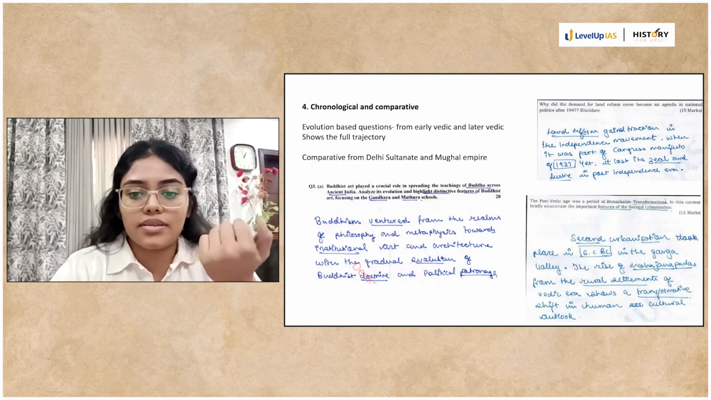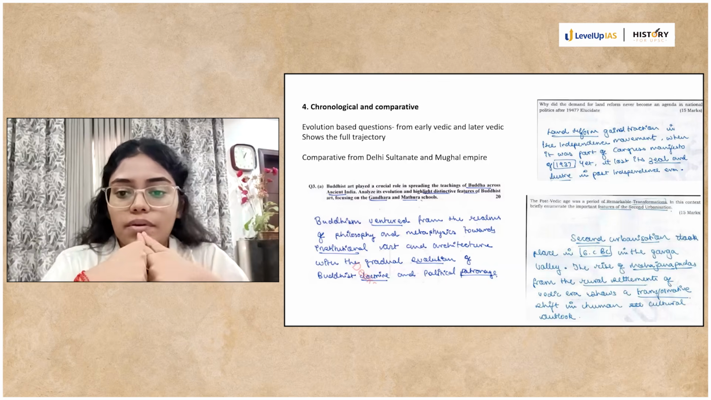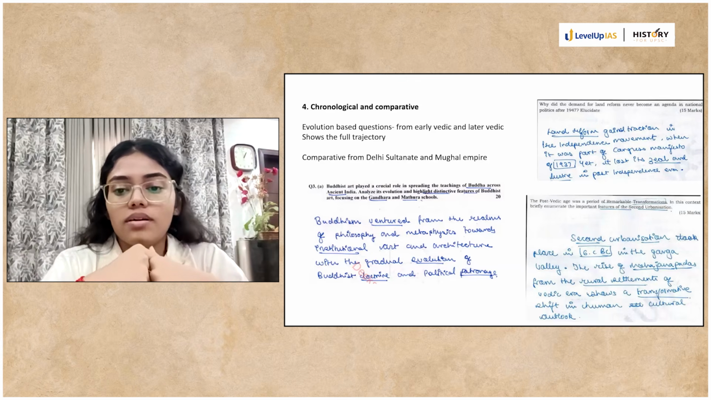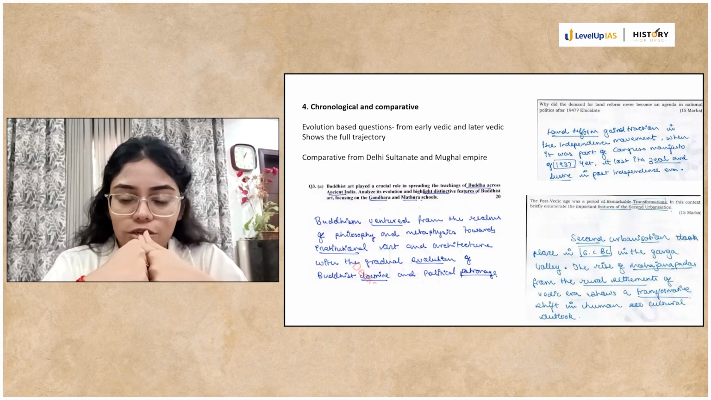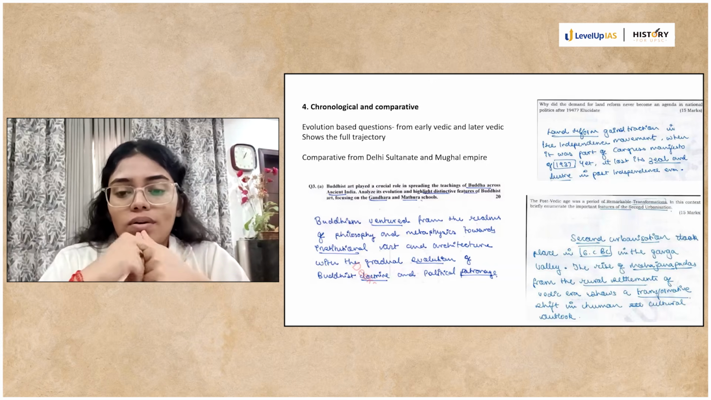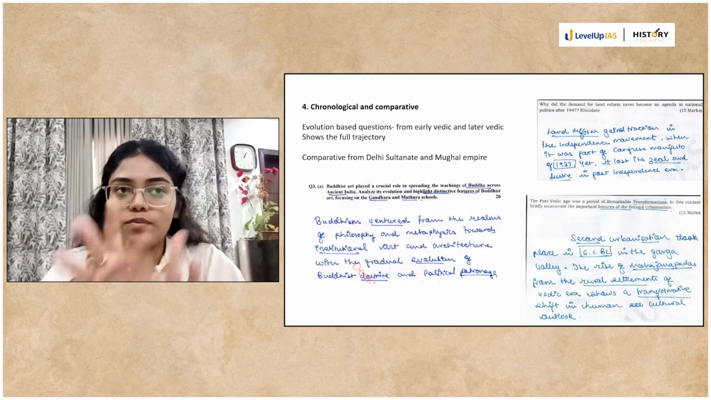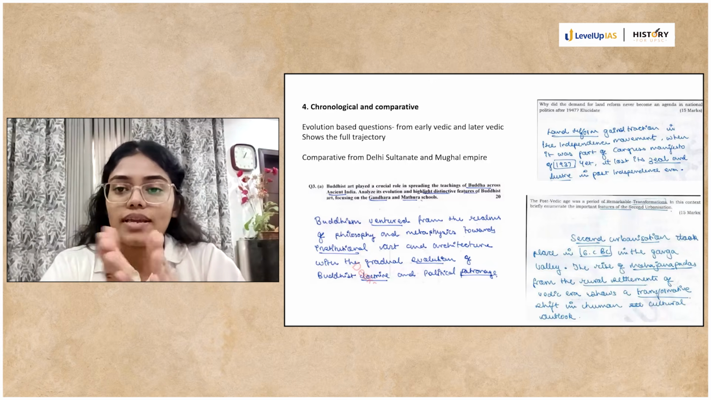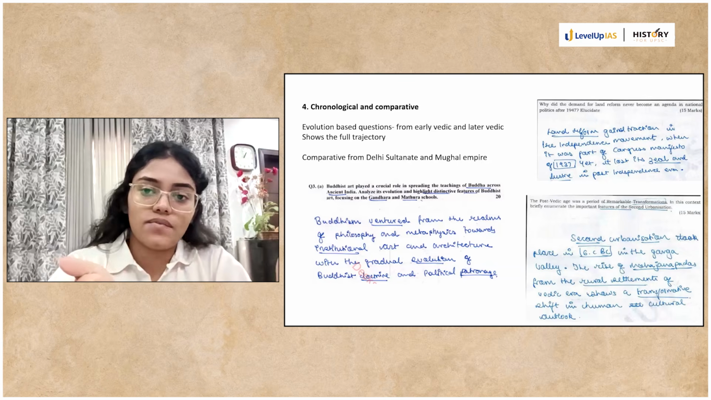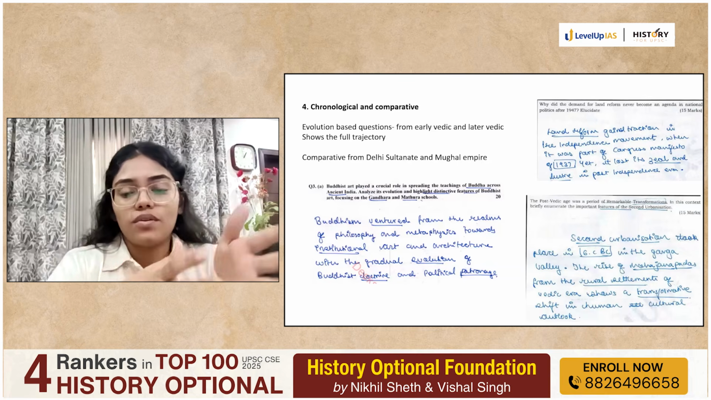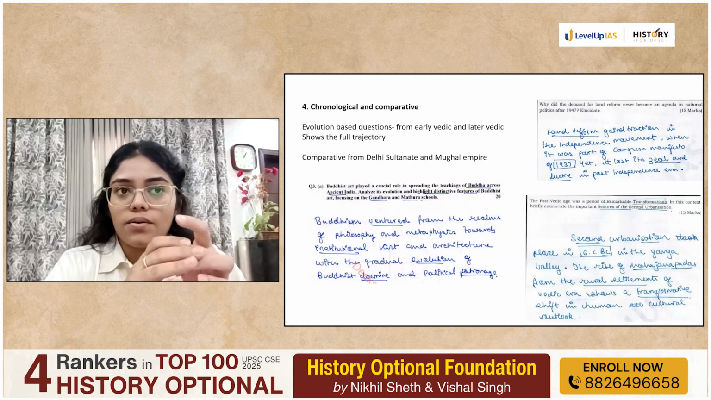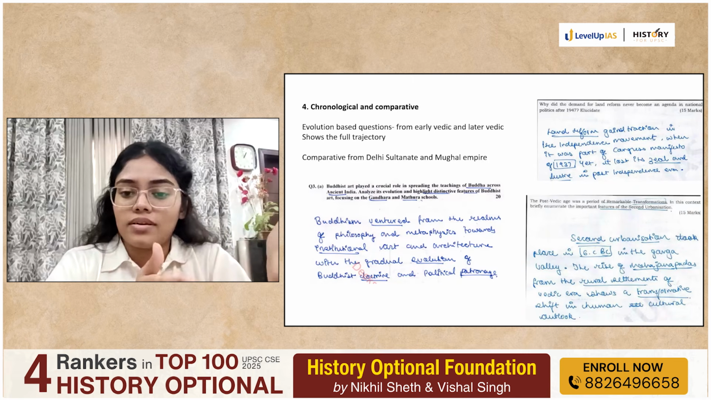For example, this question: the post-Vedic age was a period of remarkable transformation, and in this context, briefly enumerate the important features of second urbanization. Now the question itself is hinting you कि post-Vedic period में transformations हुए हैं. So transformation कैसे? As compared to the ones in Vedic. So when you want to give a chronological introduction, then just compare it with the previous ages.